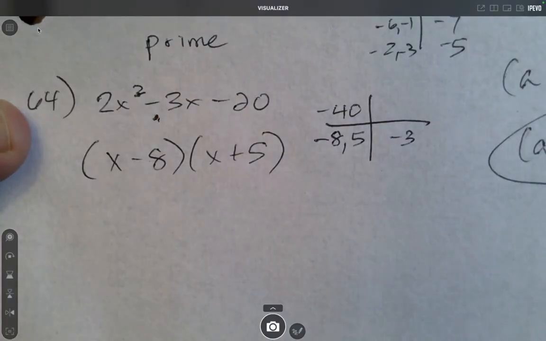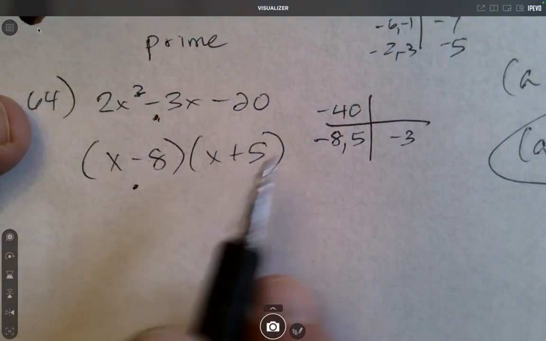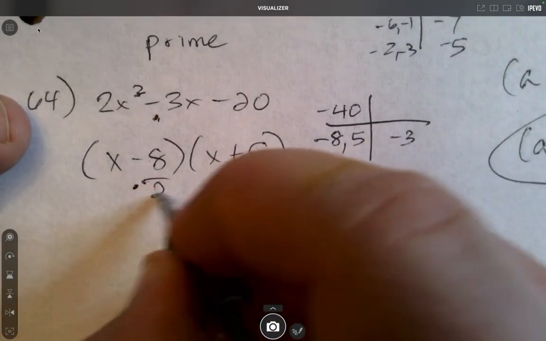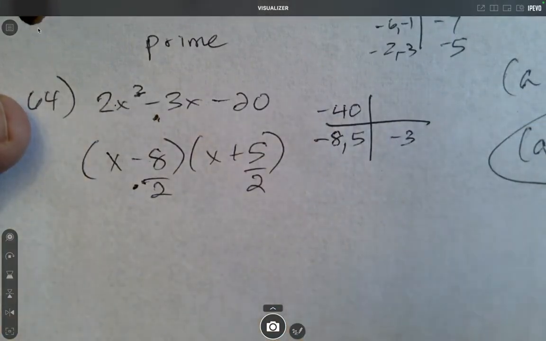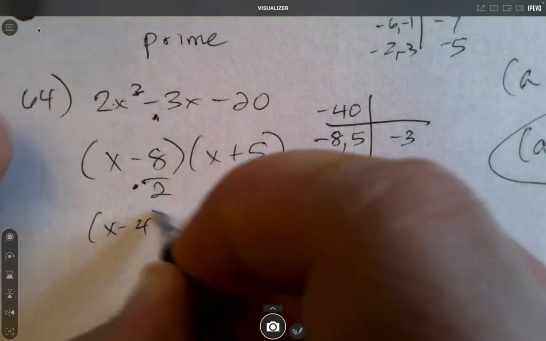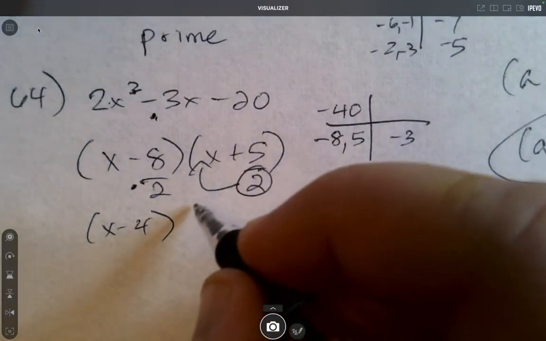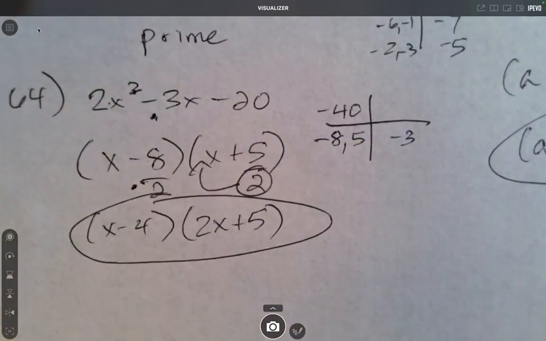And just another reminder, it does not matter which order you put these in. If you put x plus 5 first and x minus 8 second, that's completely fine. Then we divide both by 2, because that 2 we tried to hide in with the 20 to make the 40's coming back, trying to divide and conquer us. 8 divided by 2 is 4. This 2 comes up, because we can't reduce it, we bring the bottom up, it becomes 2x plus 5.